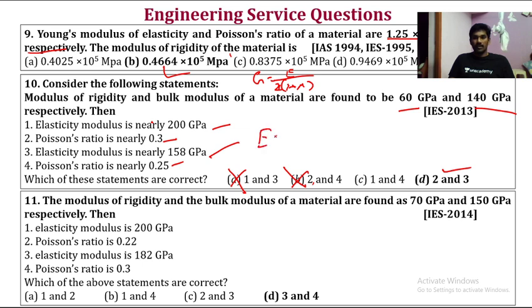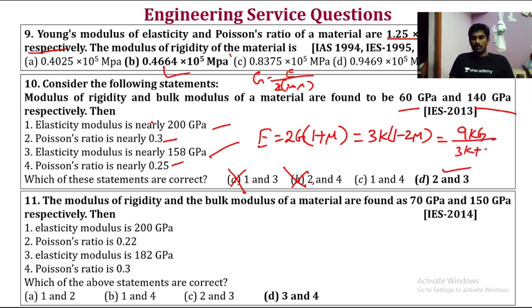We all know this equation: E is equal to 2G(1 plus mu), that is equal to 3K(1 minus 2 mu), that is equal to 9KG by (3K plus G). If you know the modulus of rigidity and bulk modulus, substitute them here and you can find the Young's modulus. Once you find the Young's modulus and you already know the modulus of rigidity, you can find the Poisson's ratio. By substituting these values you will get the answer. That means 2 and 3 is the correct answer. Got it? Now, next one.